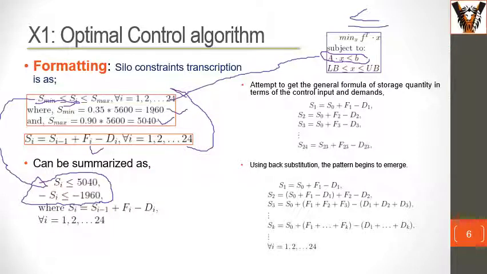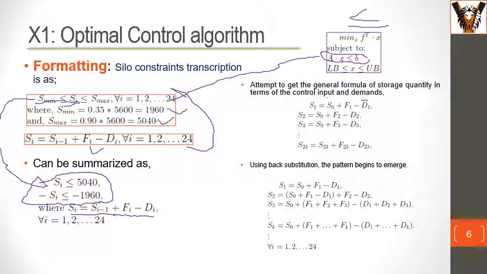But we have also realized that there's this linkage between the input and output to the amount of material in the storage. So in our attempt, we shall first try to create a general formula for the quantity of material in the storage. We'll see from this equation that the material at hour 1, S1, will be equal to the initial material, which will be given with the problem, that we start off with at 12 a.m. in the morning, plus the material that comes in during that hour minus the material that goes out during that hour, and so on and so forth.